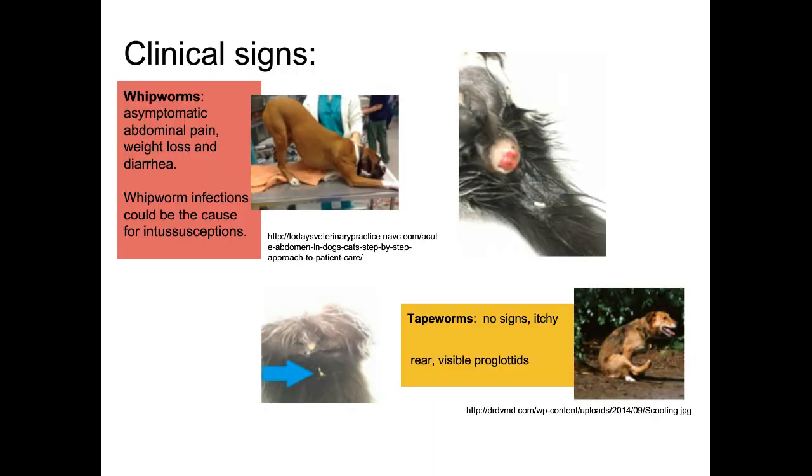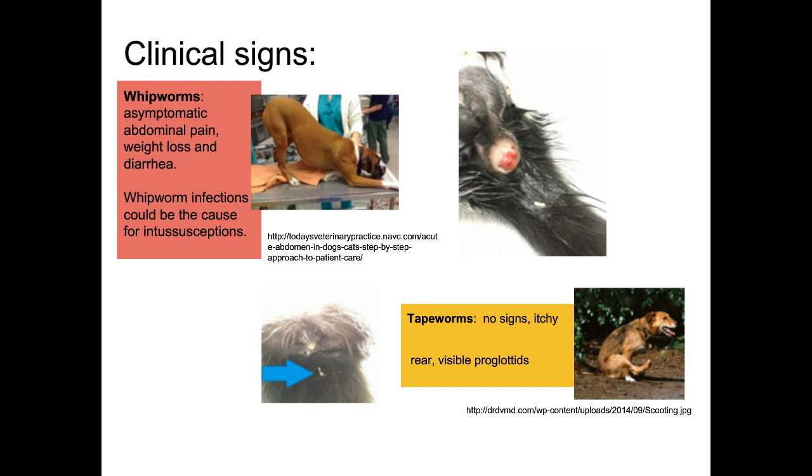Whipworms. You might not see anything at all. You might just see abdominal pain. This boxer is in an acute abdomen stance, so it's painful. It's trying to relieve the pressure on its abdomen, so it's bowing down like a play stance, but it's really not. It's on the exam table, not feeling well. You might see unexplained weight loss, diarrhea, and whipworms can cause intussusceptions, which is where the intestines fall into each other, kind of like a Chinese finger trap. It's easier to show you, but that can cause a blockage in the intestine, so they might present as a possible foreign body. So we worry about that with whipworms.